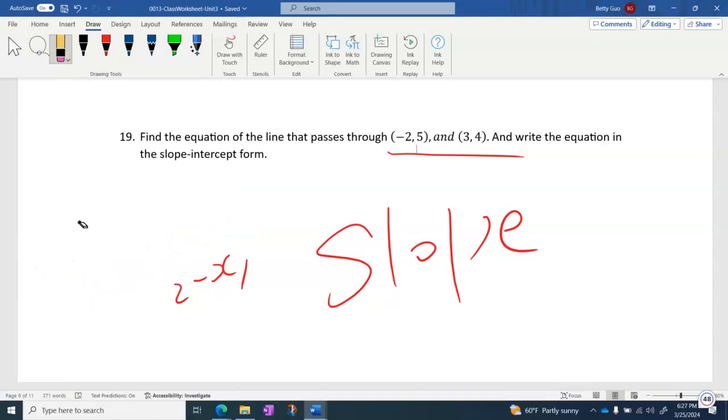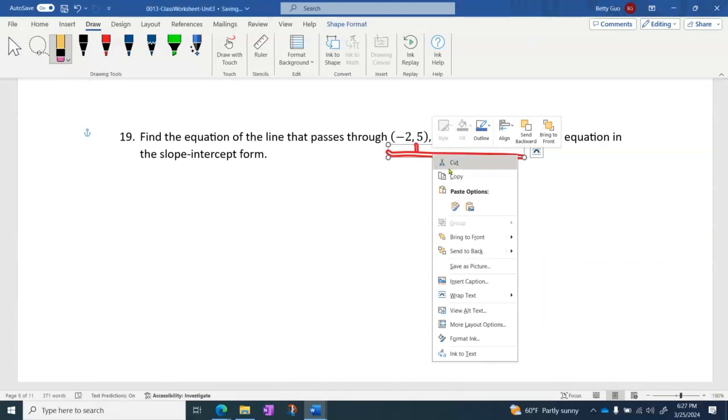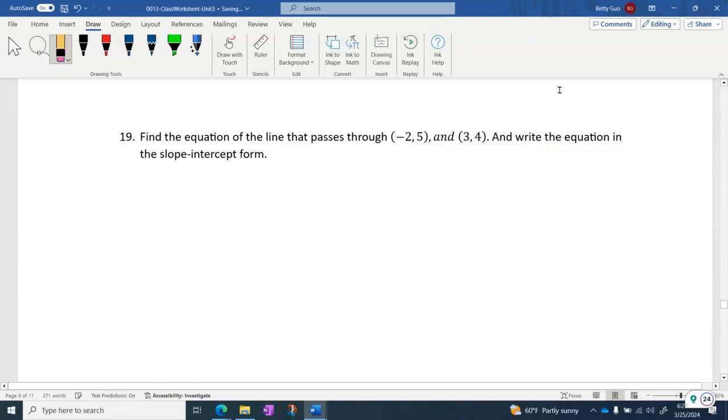Both methods have their pros and cons. I'd like you to try both and then see which one you are able to handle. I'm going to use the graphing method first, because the coordinates of the 2 points are integers, easy to graph.